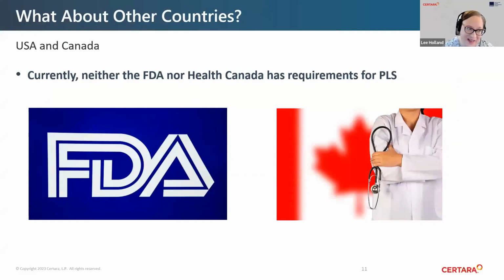I am going to say now that currently neither the FDA of the United States or Health Canada has any requirements for plain language summaries. The European Union, the UK, and Turkey have plain language requirements, but the EU was the first to make this a requirement. So that's why we just did a real high level overview of what the regulations are.